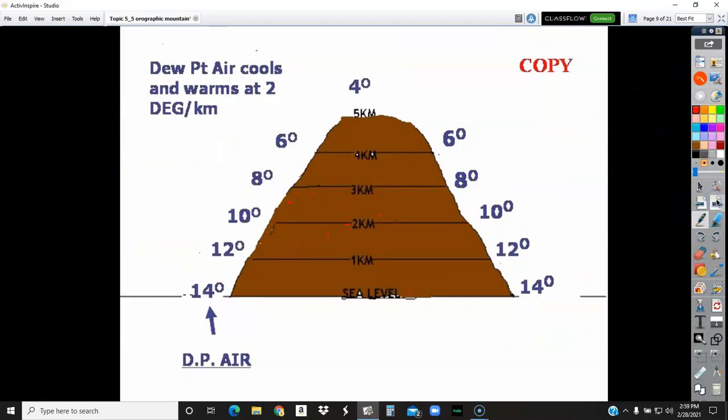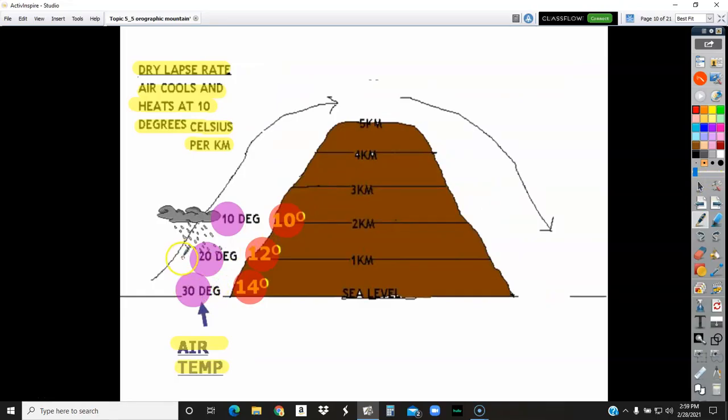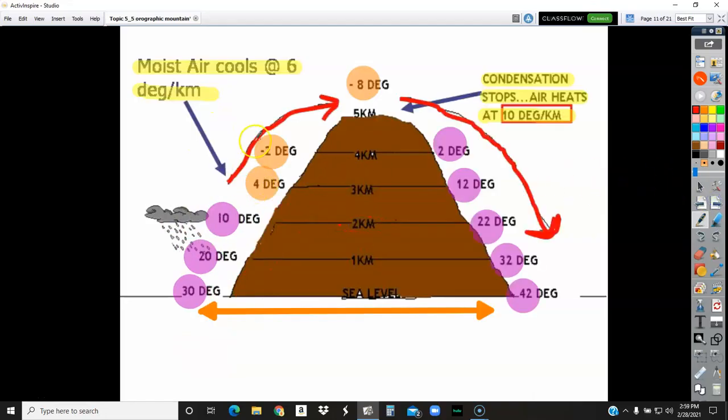Okay. This just summarizes what we did. So we did the dew point first. We did the dry rate next, 10 minus 10 minus 10. We had a cloud right here at 2 kilometers. We switched to the wet rate, minus 6, minus 6. We got to the top. Remember, it was negative 8. We then switched back to the dry rate, adding 10 all the way down, and we got that 42, showing it was warmer on the leeward side, cooler on the windward side.